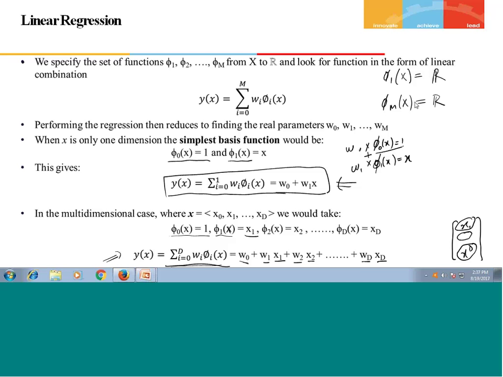Sir, how do we get this phi1 and phi2, etc.? So there is a question: how do we get phi1 and phi2, etc.? This is a design problem. You need to design a matrix. We will see it. This is a design problem, and you need to be very creative while designing or coming up with these basis functions.